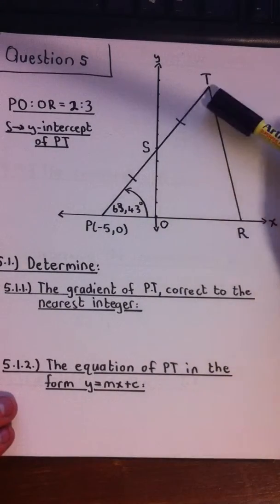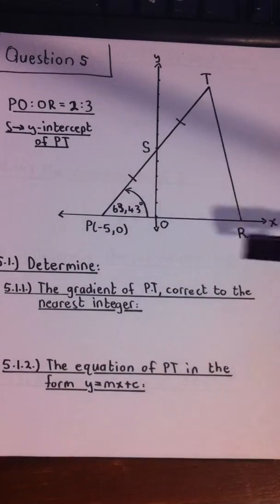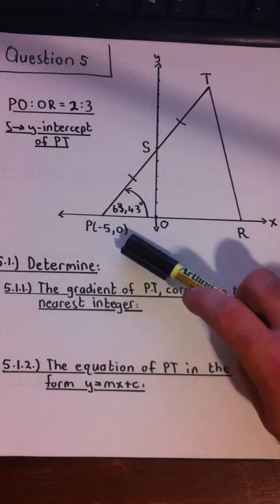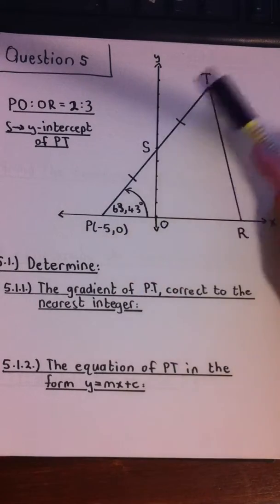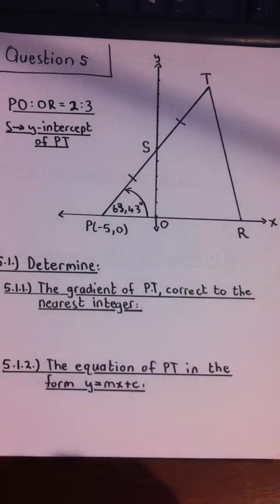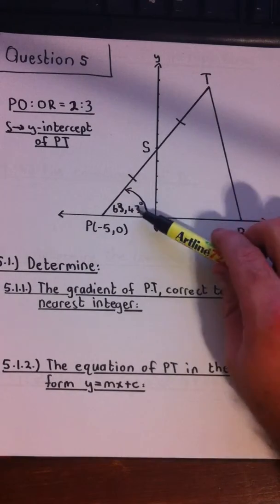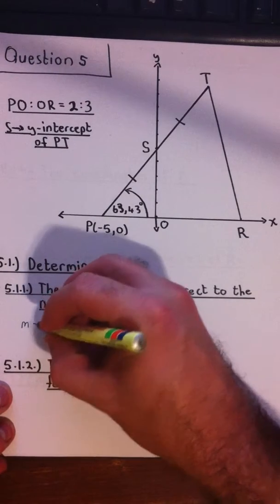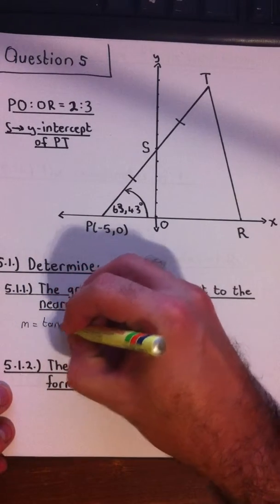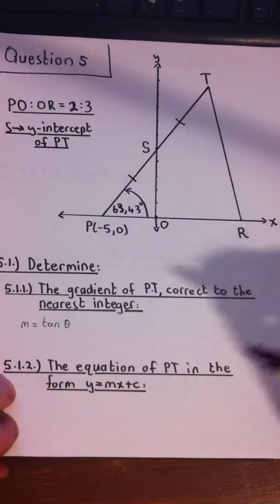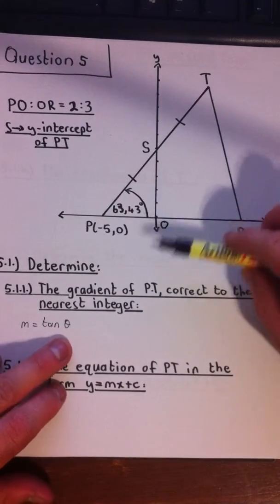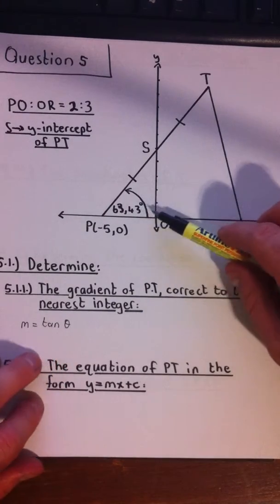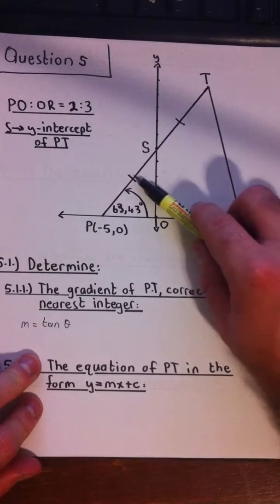So the gradient of this line PT. Now, the only coordinate we have is -5 and 0, so we can't use any other coordinates. We can't use the normal m equals change in y over change in x. But we do have this angle, and we know also that the gradient is equal to tan of theta, as long as we know that theta is the angle between the positive x-axis and the line.